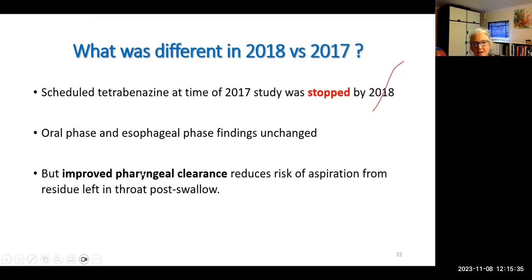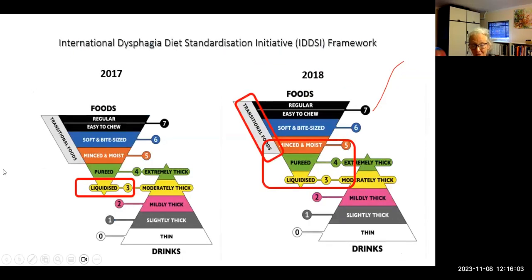So the big difference that we felt, because all of her other medications seemed to remain the same, was that the scheduled tetrabenazine was stopped by the time we got to 2018. Her oral phase and esophageal phase findings were pretty much unchanged, but she had a lot better clearance. And because of that, that tends to reduce the risk of aspiration. And also the difference in terms of her quality of life is, I'll just give you two slide examples.